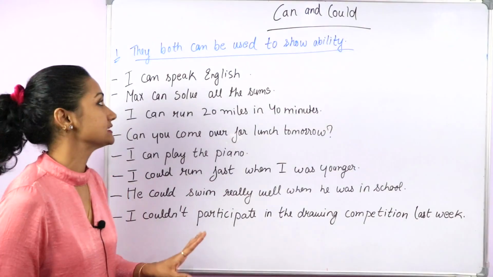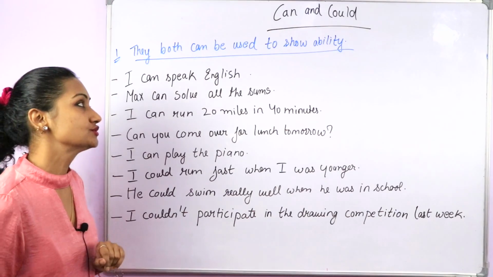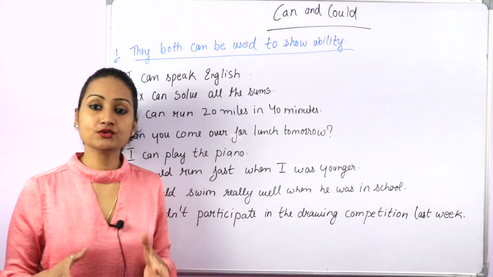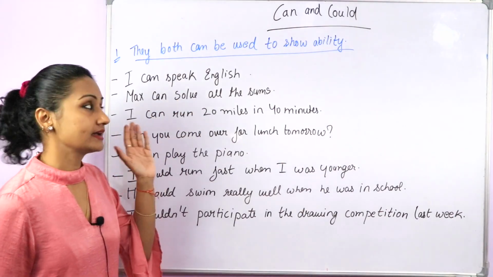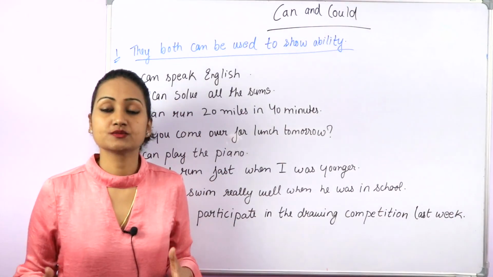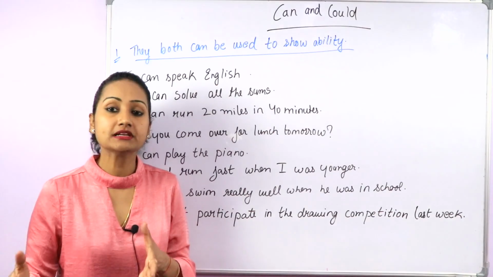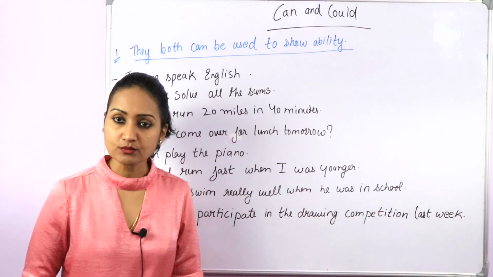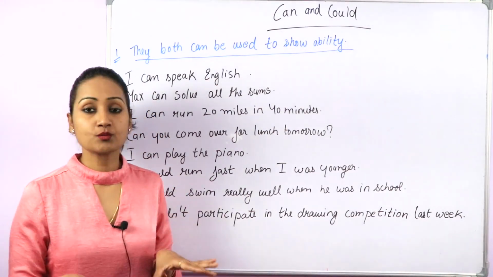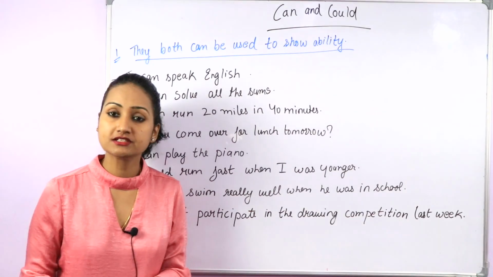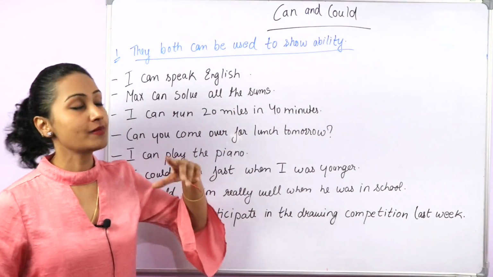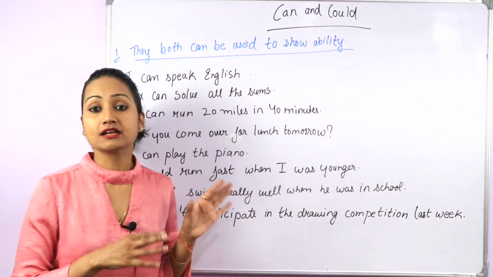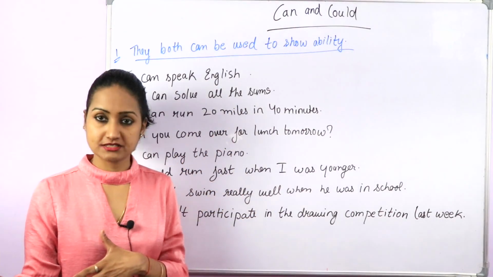So first situation is, they both can be used to show ability when you are able to do something. I can speak English, I can speak French, I can speak German. So I have this ability that I can speak this language. So this is present ability. I have this ability today in present. And could is past form of can, and could shows past ability.